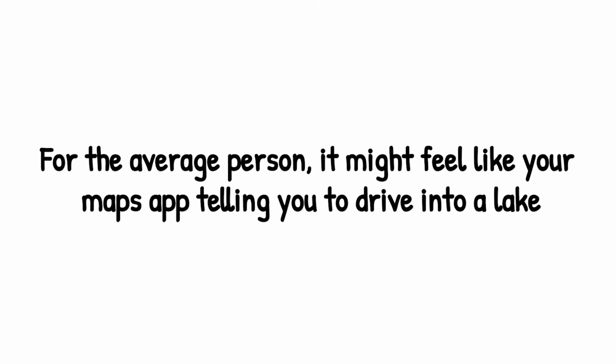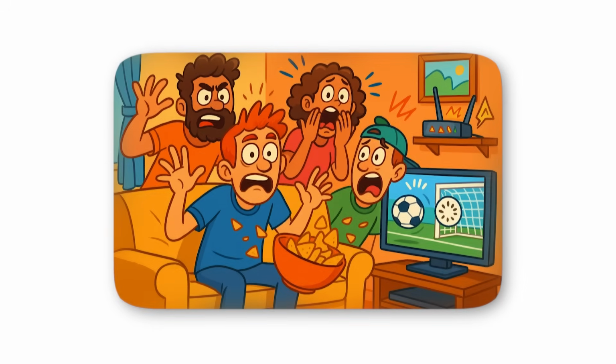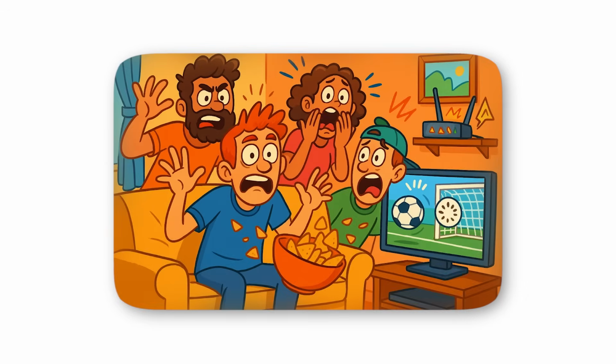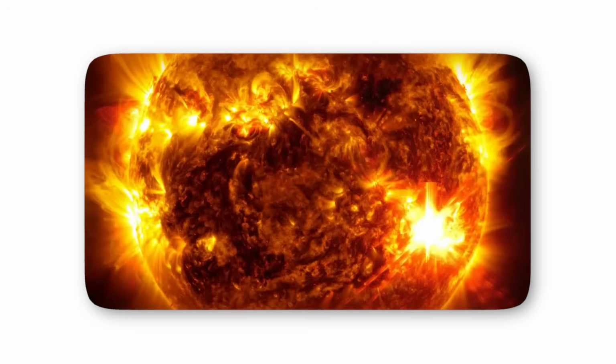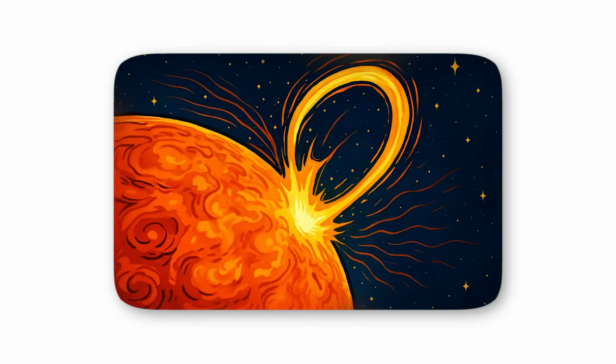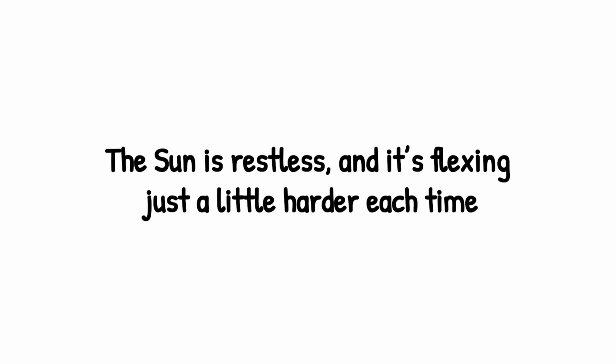For the average person, it might feel like your Maps app telling you to drive into a lake, or your live stream freezing at the exact moment your team scores. Annoying? Definitely. World-ending? Not yet. The thing about C-class flares is that they're common, really common. During an active solar cycle, they pop off almost daily, like background fireworks you barely pay attention to. But every one of them carries the same reminder. The sun is restless and it's flexing just a little harder each time.